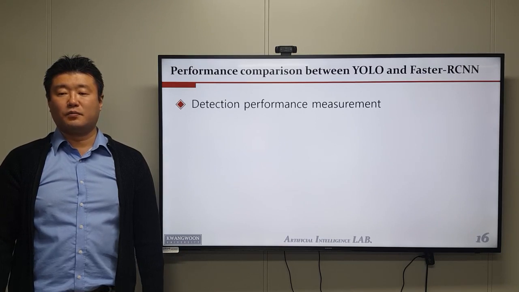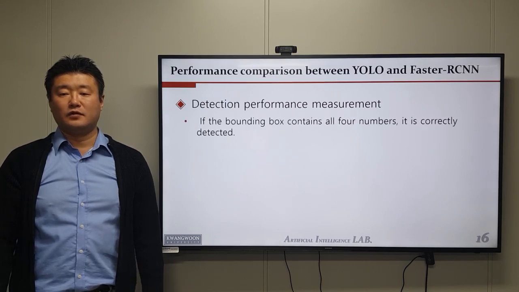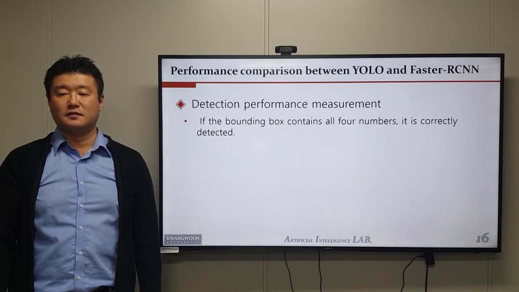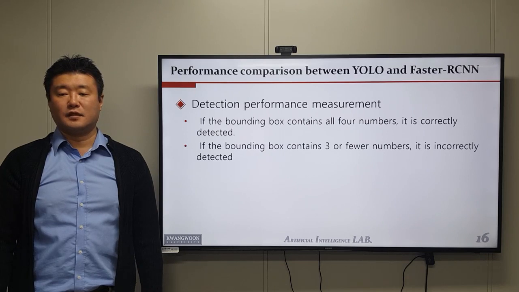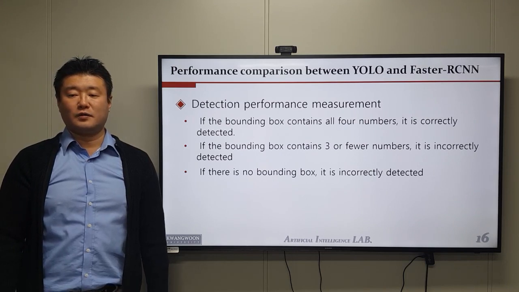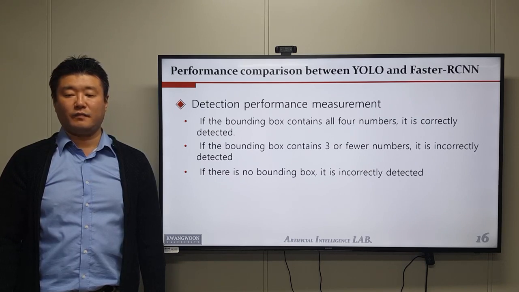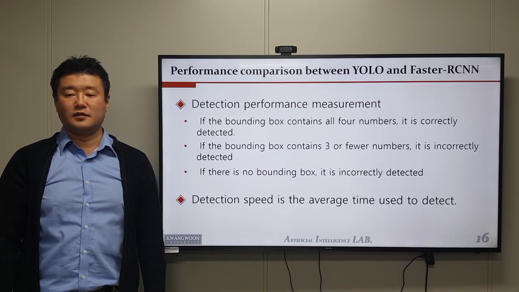We measured the detection performance as follows. If the bounding box contains all 4 numbers, it is correctly detected. If the bounding box contains 3 or fewer numbers, it is incorrectly detected. If there is no bounding box, it is incorrectly detected. And detection speed is the average time used to detect.